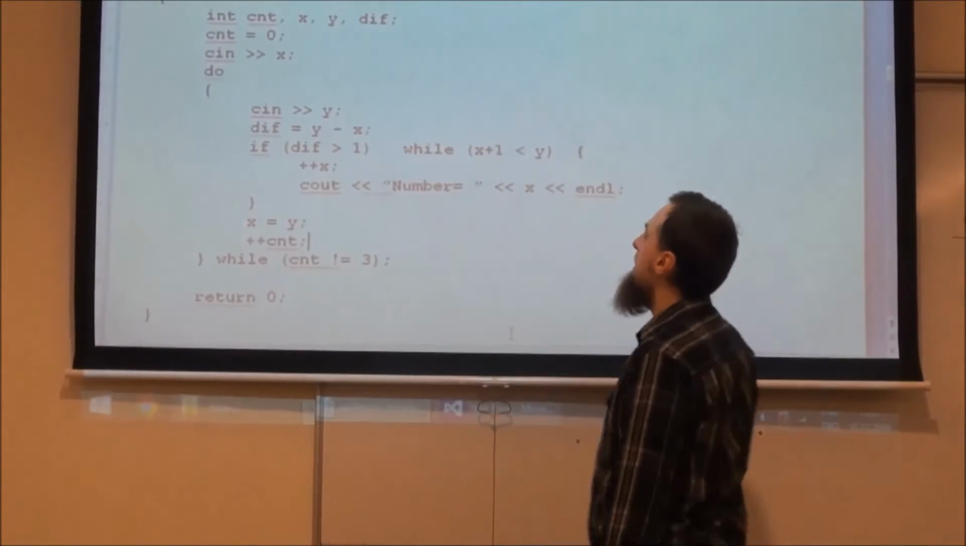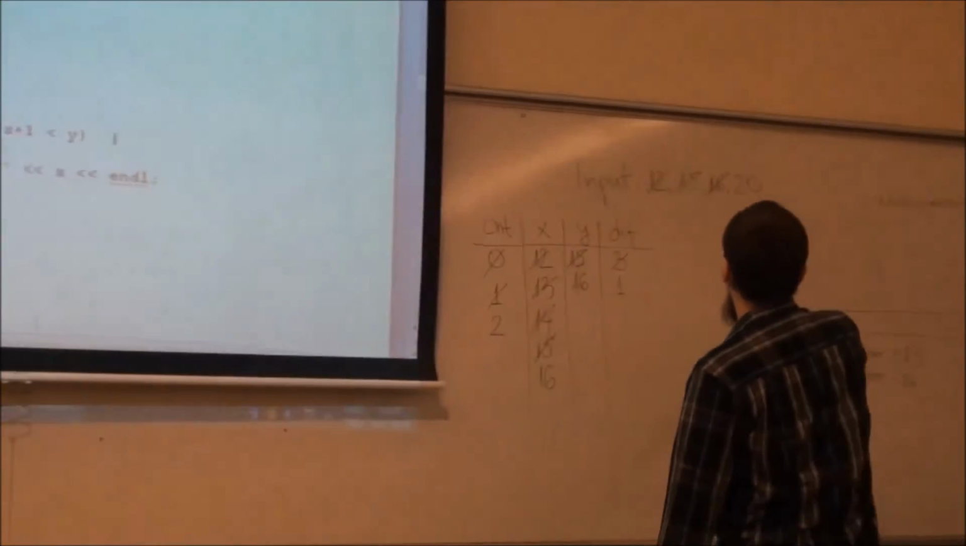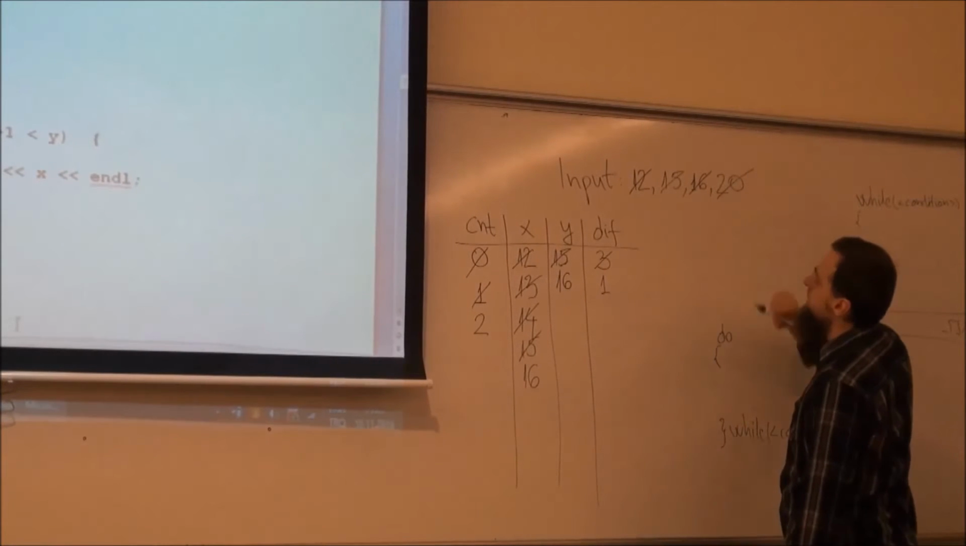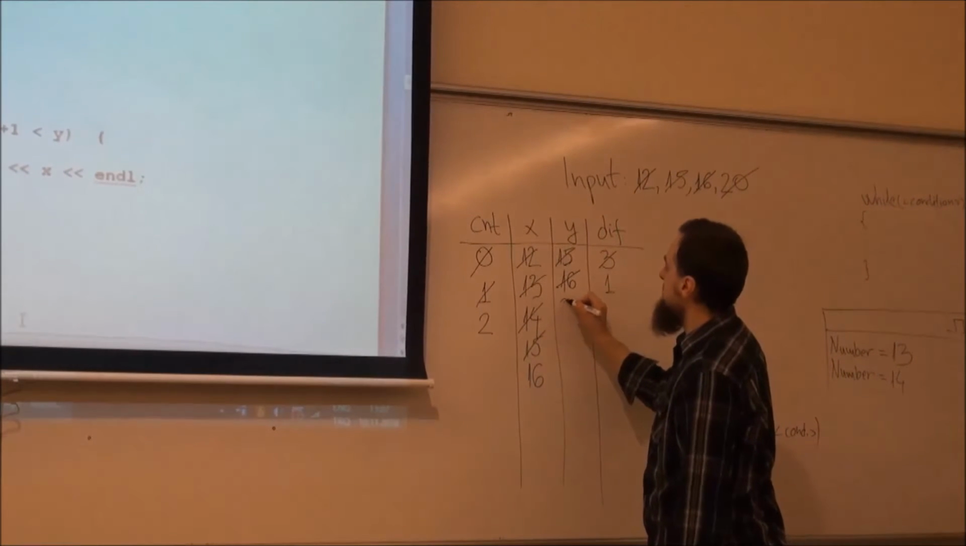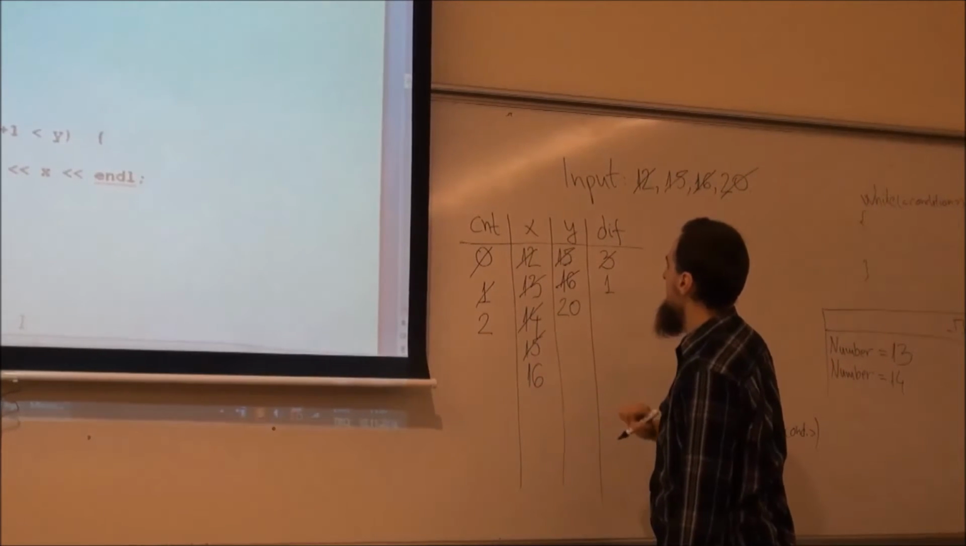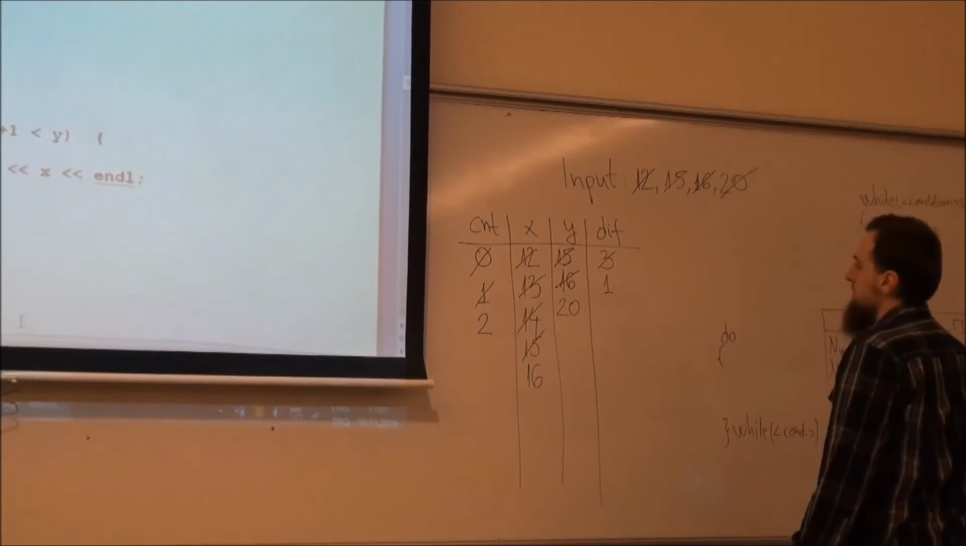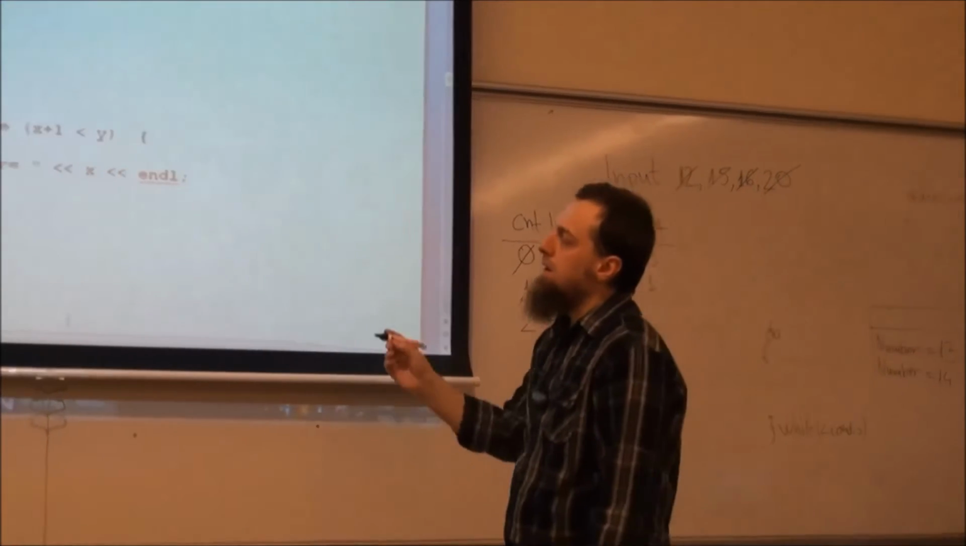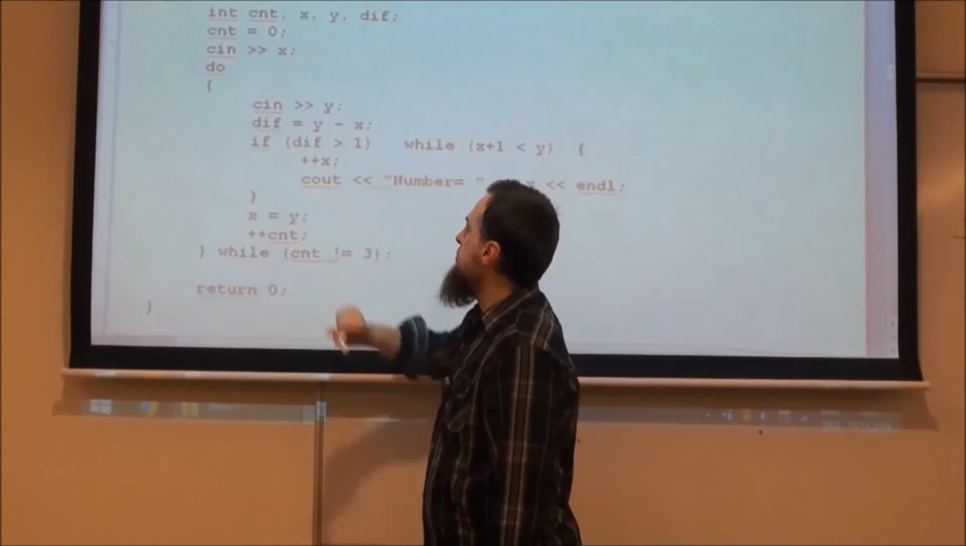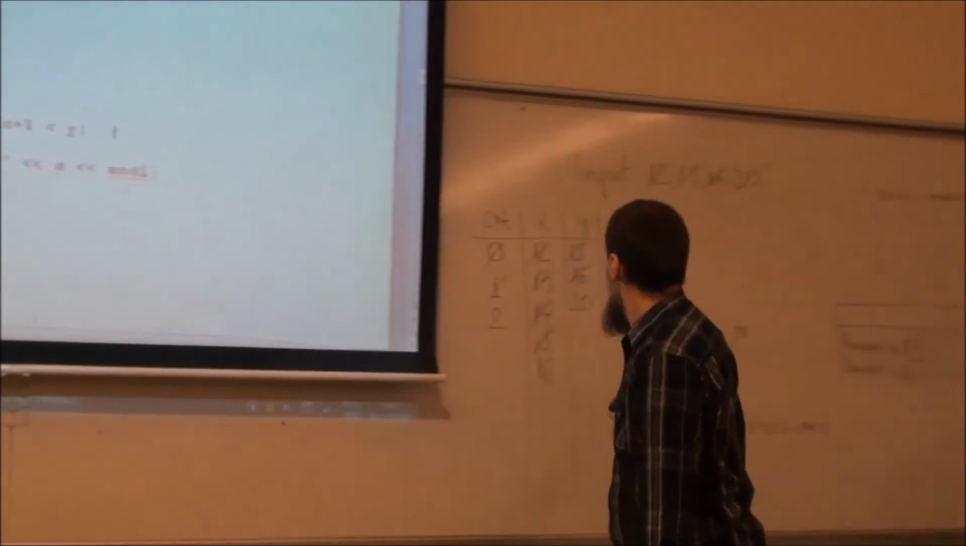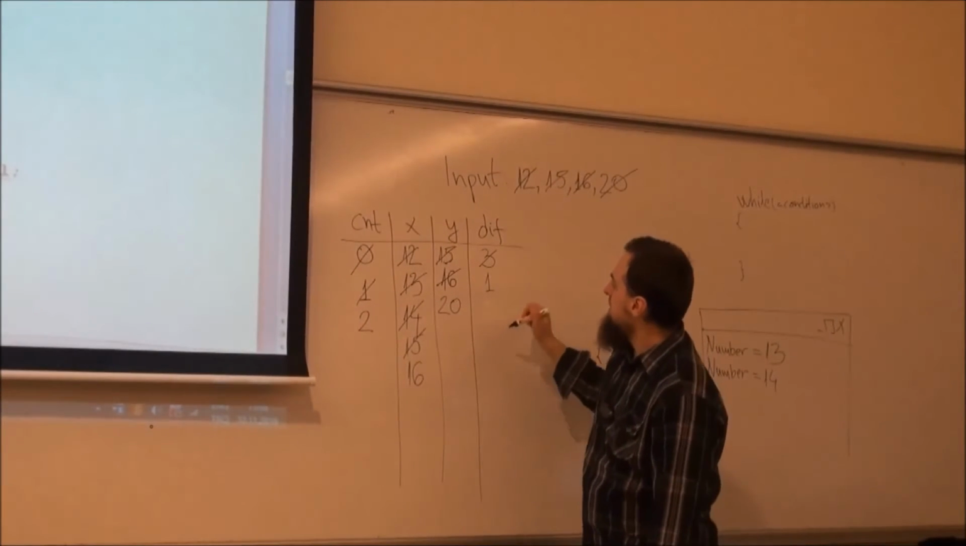We read y. The following value that we are going to read is 20. So y is going to be 20. This will be given from the user. Okay. Now the difference is y minus x. 20 minus 16, it's 4.